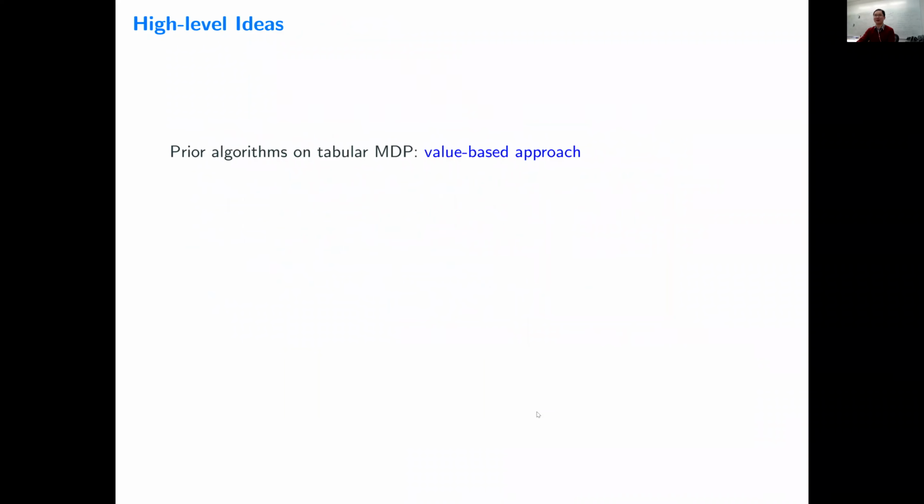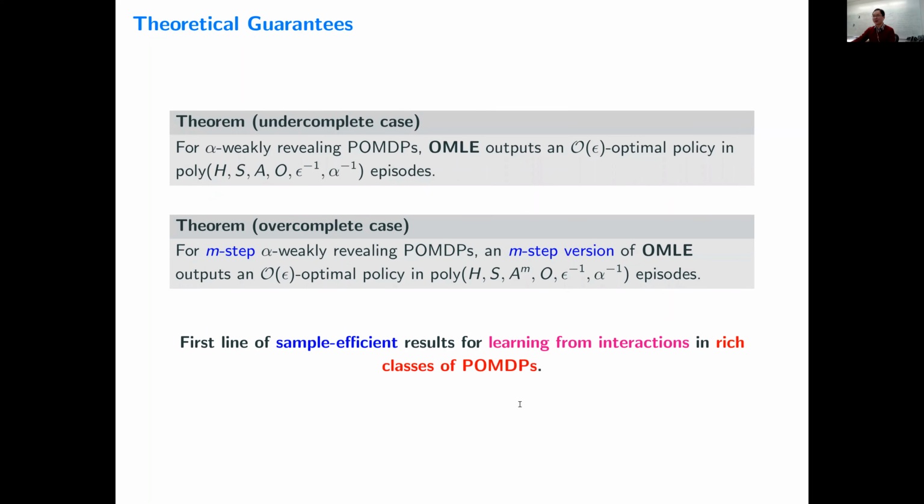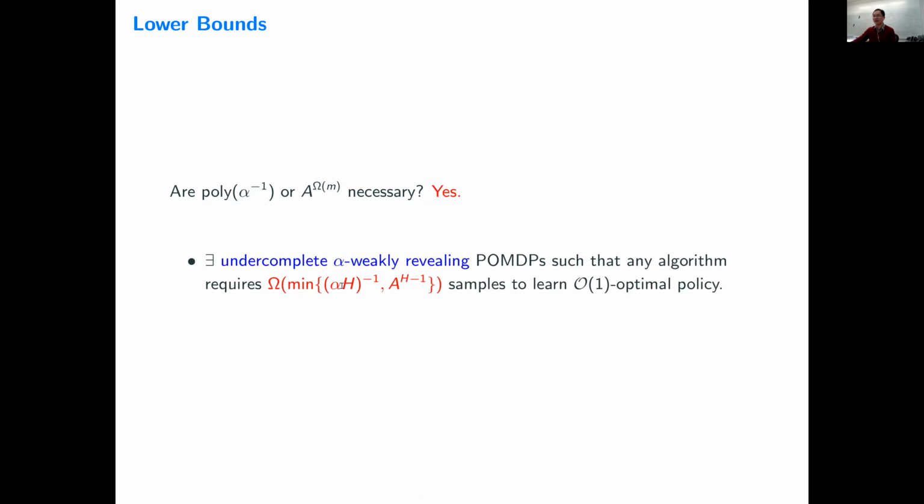Actually, why not? Let me show. It's just one slide later. So let me explain this. We see here we have alpha^-1 dependence and A to the M dependence. You may wonder whether those dependencies are necessary, whether we can improve over them. It turns out both of them are necessary in this sense. First, for alpha, there exists an undercomplete weakly revealing POMDP that requires this many samples: the minimum of alpha^-1 and A to the H. So you're right. If you're happy to pay A to the H, then it's okay. Got it. But if you're not happy to pay A to the H, then you have to pay alpha^-1.